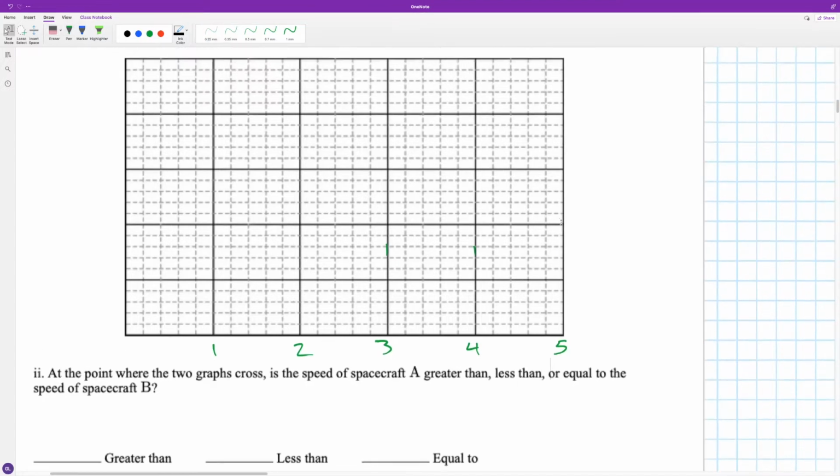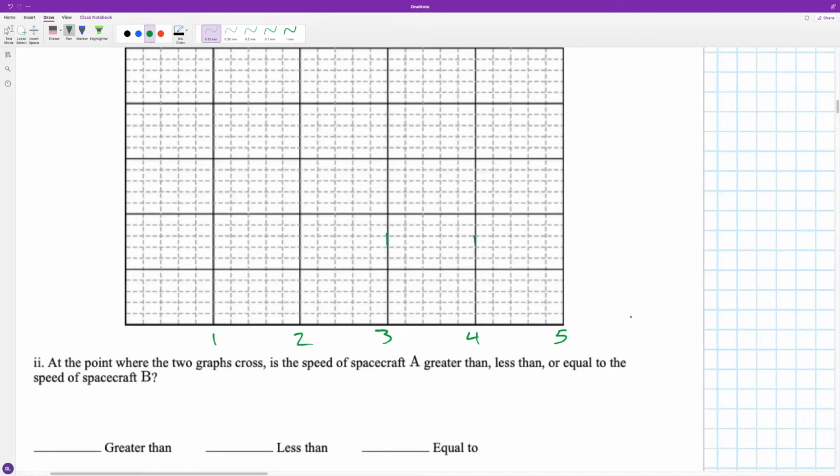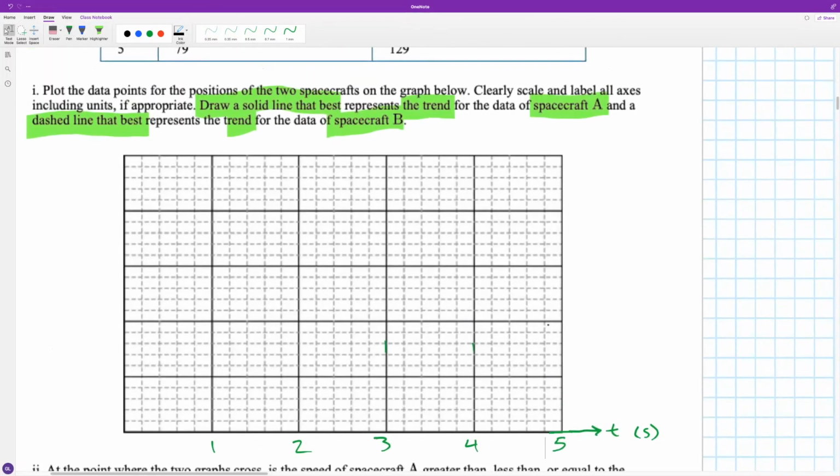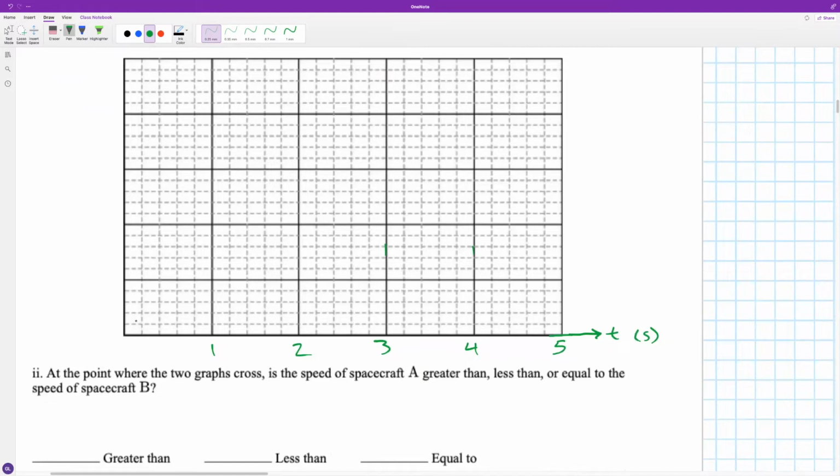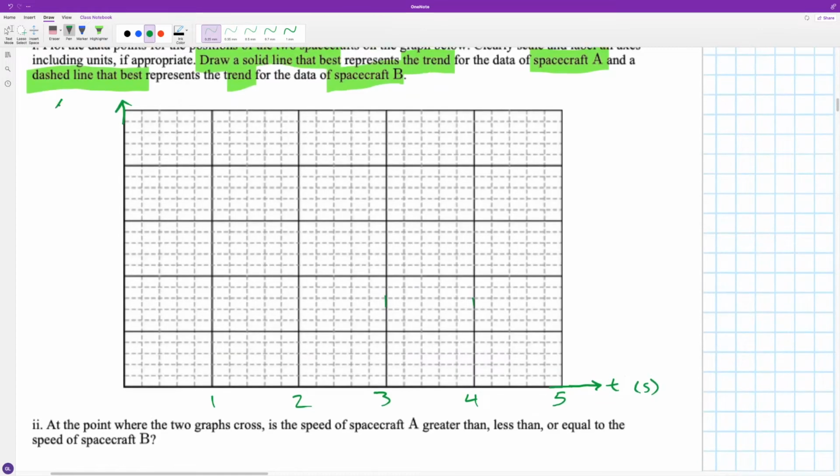Now we should label our axes. Over here, we're going to be plotting time, and the units for this are seconds. I don't remember if they told us to do this, but it is important that we do this whether we're asked to or not. You see here, clearly label all axes, including units, if appropriate. If we were plotting some kind of ratio of force to force, that wouldn't have units. But in this case, we definitely do, because this is position and the units are meters.